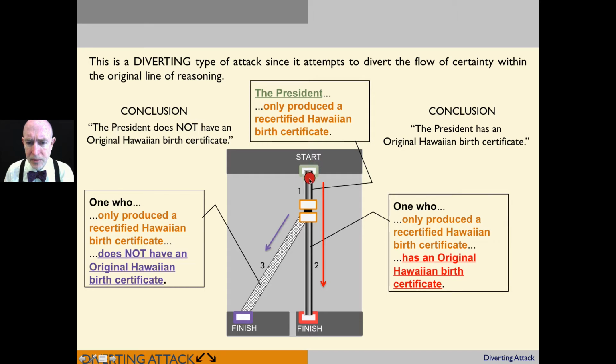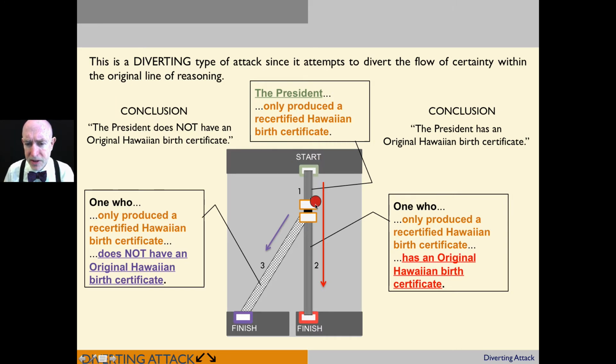Now, this line of reasoning begins with premise 1, which is the president only produced a recertified Hawaiian birth certificate. That's premise 1. Its second premise is one who only produced a recertified Hawaiian birth certificate does not have an original Hawaiian birth certificate. Therefore, the conclusion here, the president does not have an original Hawaiian birth certificate.